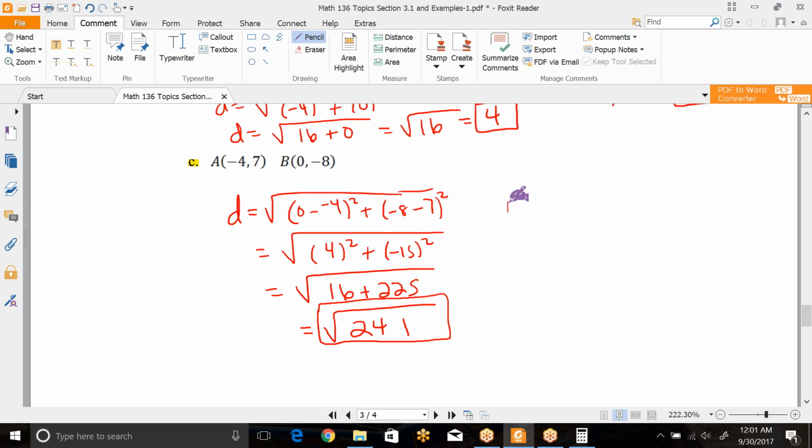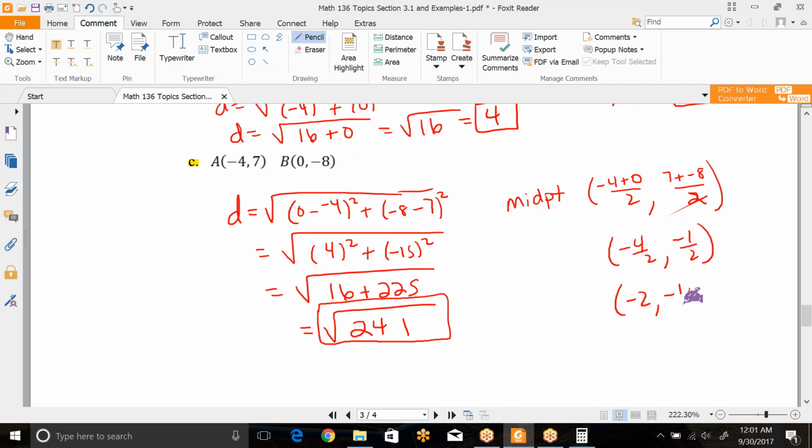Okay, and then the midpoint. The midpoint here would be -4 plus 0 divided by 2, 7 plus -8 divided by 2. And that's going to be -4 divided by 2 over -1 divided by 2. This would be -2, -1/2.